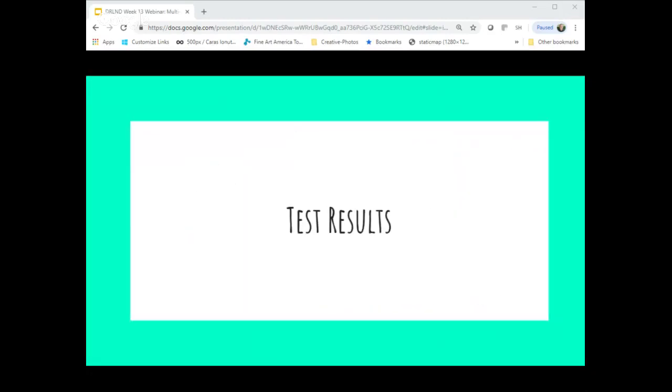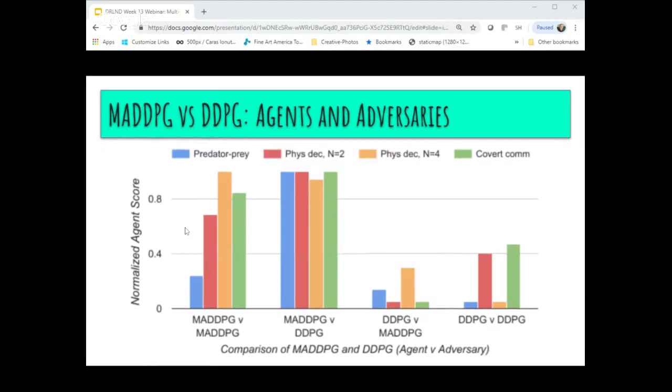So let's talk about some test results here. I won't go through all the test results. There's quite a few different charts that they present and different comparisons that the authors make. But let's just talk about this one. It's kind of interesting. These are 4 of the more complicated environments: the predator prey, physical deception, and covert communications. And what this chart kind of shows is they trained agents both with multi-agent DDPG and standard DDPG, and then compared the performance of the agents against one another.